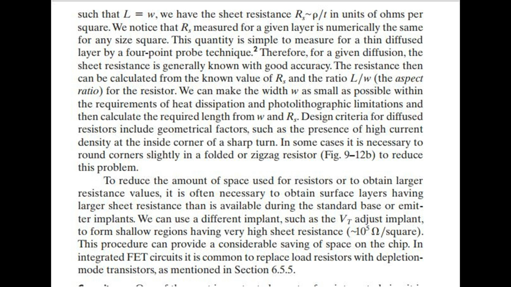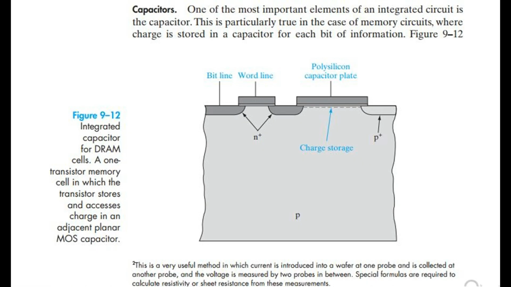To reduce the amount of space used for resistors or to obtain larger resistance values, it is often necessary to obtain surface layers having larger sheet resistance than is available during the standard base or emitter implants. We can use a different implant, such as the threshold voltage adjust implant, to form shallow regions having very high sheet resistance, 100 kOhms per square. This procedure can provide a considerable saving of space on the chip. In integrated FET circuits it is common to replace load resistors with depletion mode transistors, as mentioned in section 6.5.5.